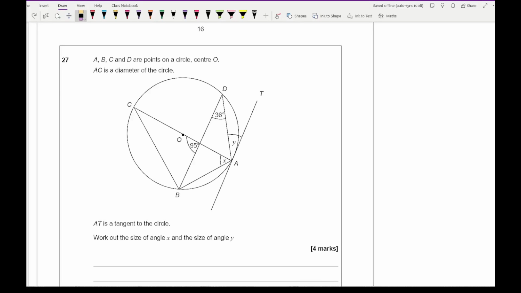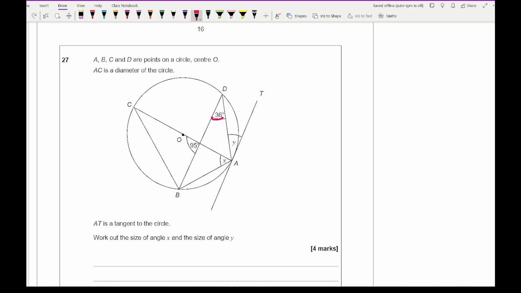So then moving on to our last question, it says that A, B, C, D are points on a circle with centre O. AC is the diameter of the circle, AT is the tangent of the circle, and the question is asking us to work out the angle of angle x and angle y. So looking at this diagram, I can see quite a lot of circle theorems and angle facts that I need to be aware of.